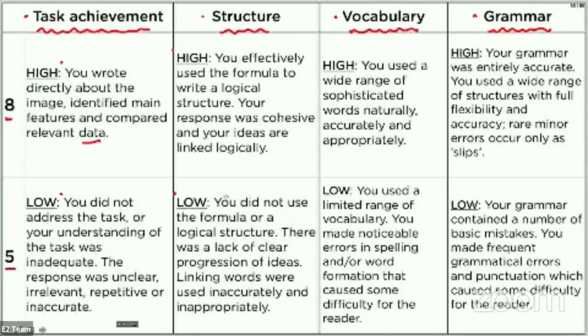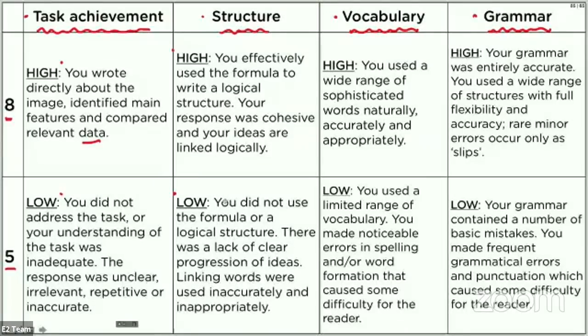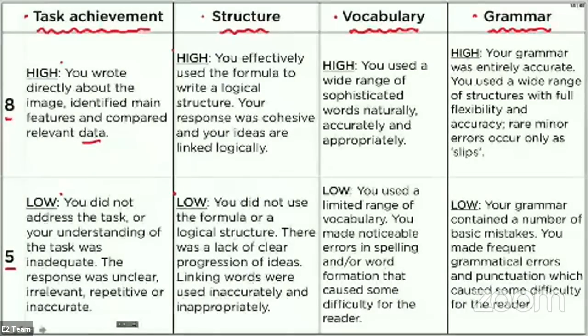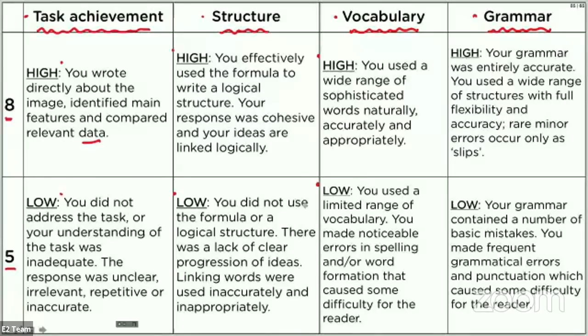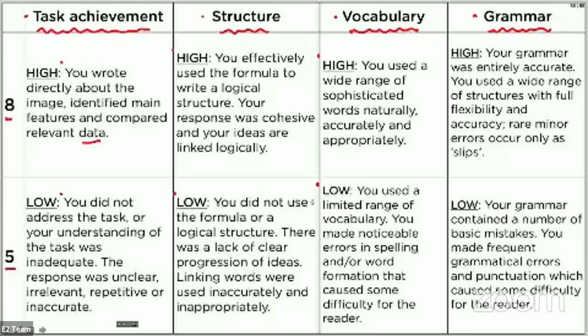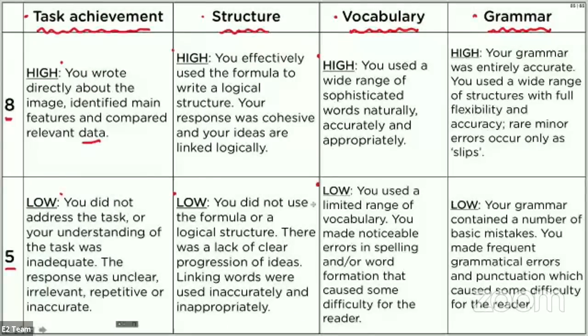There was a lack of clear progression of ideas. Linking words were used inaccurately and inappropriately. Fine. Vocabulary, high: you used a wide range of sophisticated words naturally, accurately, and appropriately. Low: you used a limited range of vocabulary. You made noticeable errors in spelling and/or word formation that caused some difficulty for the reader.